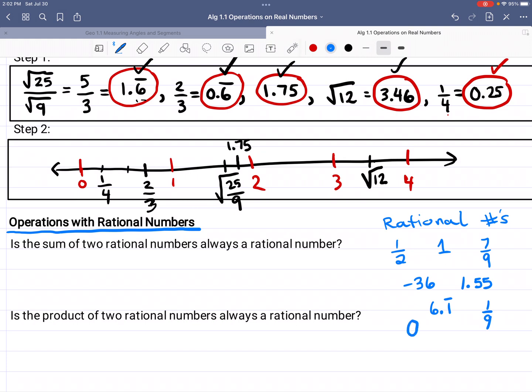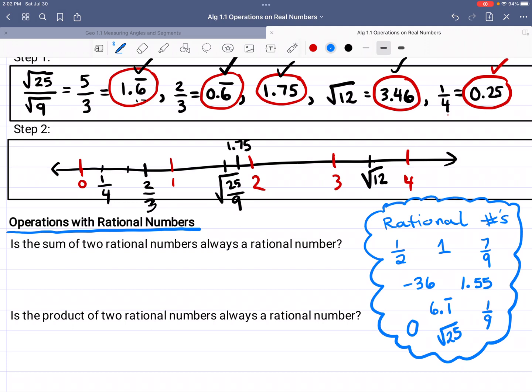0 is rational. The square root of 25 is rational because it equals 5. It's a perfect square. So lots of numbers that we work with are rational. On the next page, we'll talk about irrational.